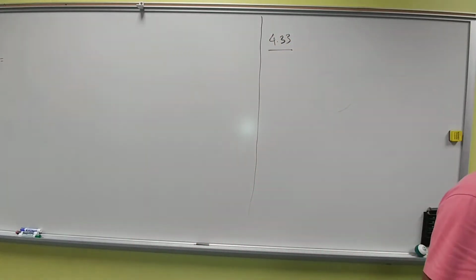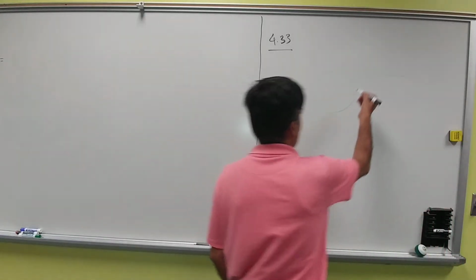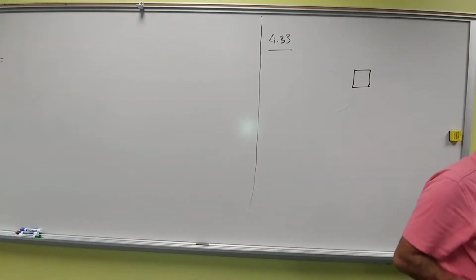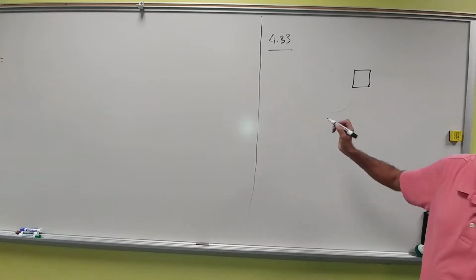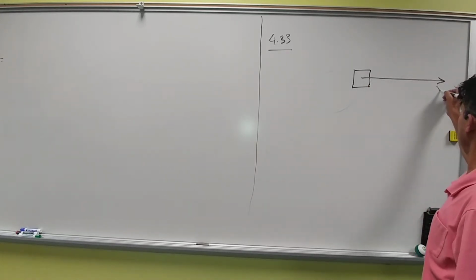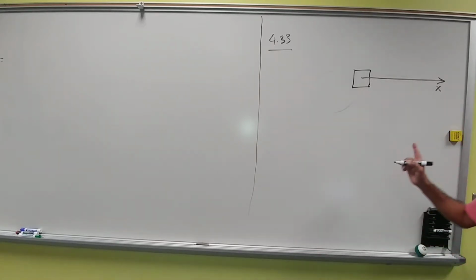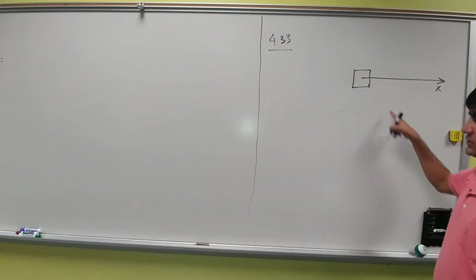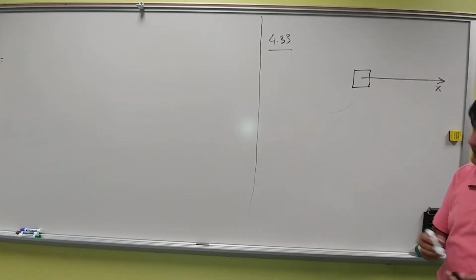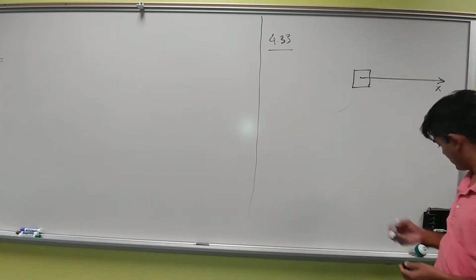What the question says here is two adults and a child want to push a wheeled cart in the direction marked X. So there is a wheeled cart, and they want to push this wheeled cart in the X direction. This is your X direction. One guy is pushing this way, another guy is pushing this way.